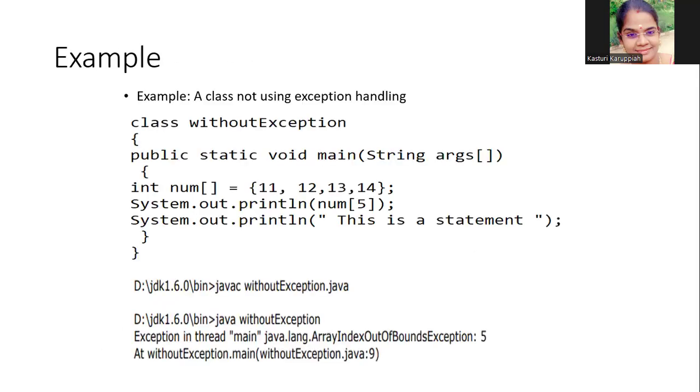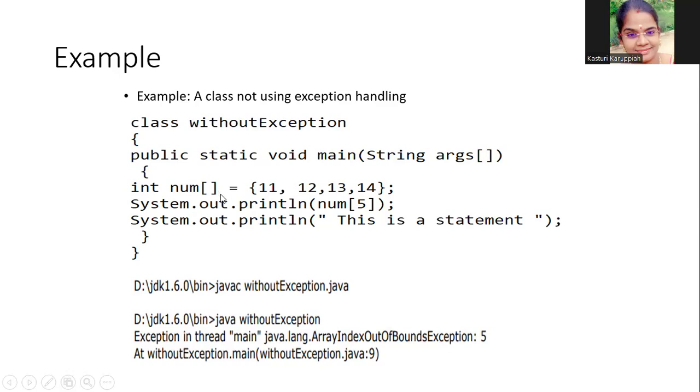Yes, we can see an example: a coding with exception handling and the same coding without it. What is the difference we are going to see? It's a simple example that deals with an exception. See here, this is the class. The name of the class is WithoutException. I have a main method inside that. This is the block of code in the main method.